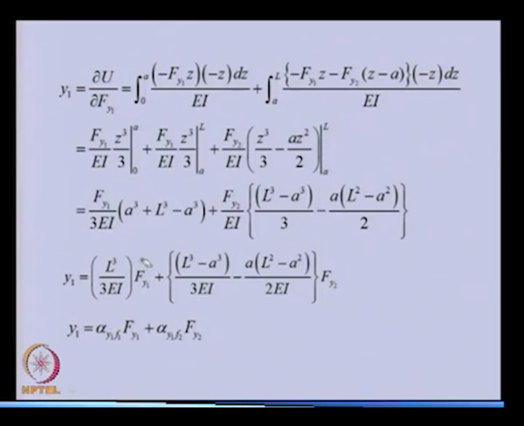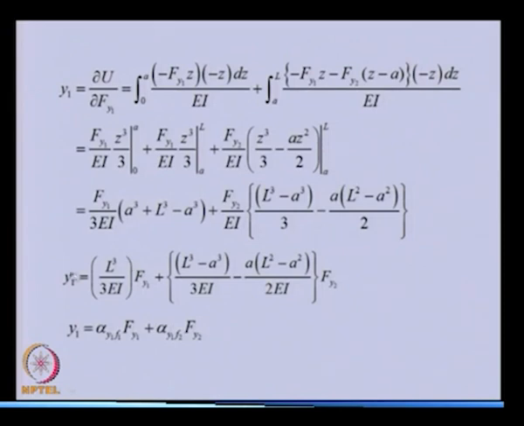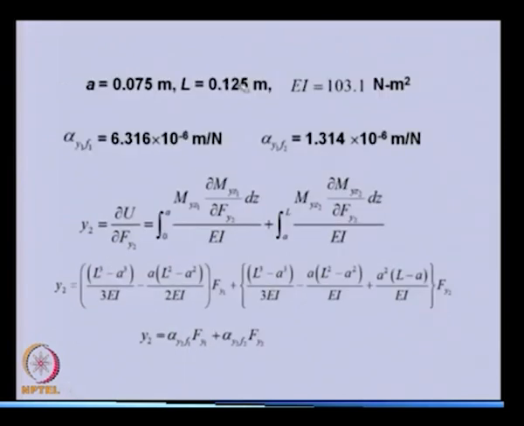You can see, because there are 2 forces, the strain energy is due to both the forces. So, the displacement at location 1 will be due not only to force 1, but due to force 2 also, and this expression we can write as y1 equals alpha 11 F1 plus alpha 12 F2. If we put in the values of the various properties of the shaft, we can get the influence coefficients alpha 11 and alpha 12 from the previous expression.